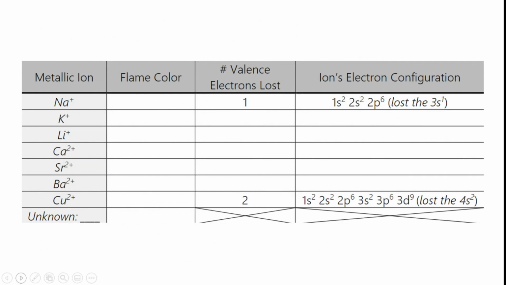So as you go through each metallic ion, like sodium, potassium, lithium, calcium, strontium, barium, and copper, and one of the unknowns that's going to match one of these 7 here, you're going to note the flame color. Okay, put it in your best words, put it in your best explanation. So maybe don't just put red, maybe flavor it up a little bit. Maybe it's like scarlet or a deep red or something. Get creative with it if you can.